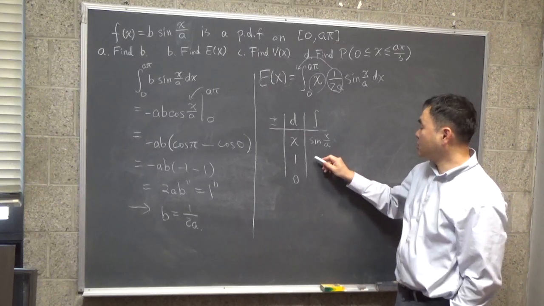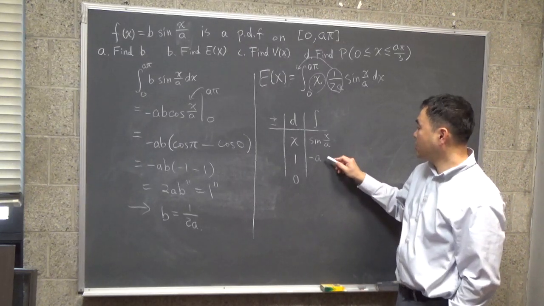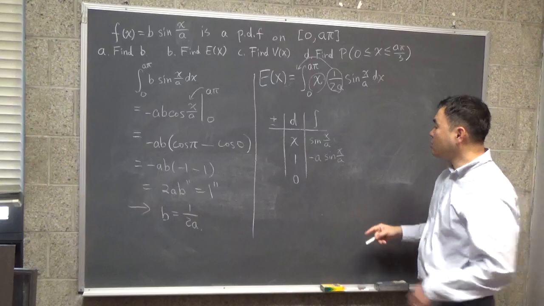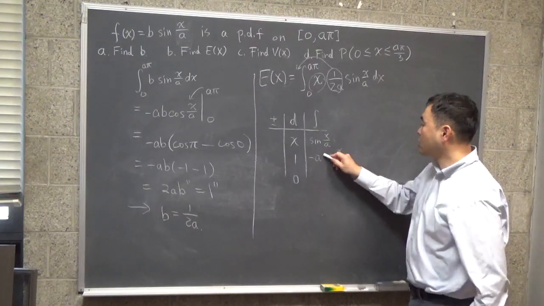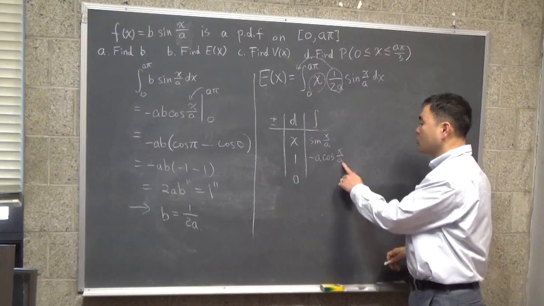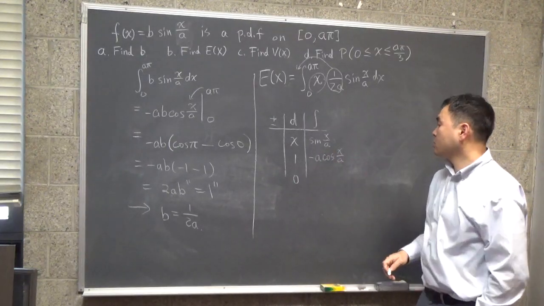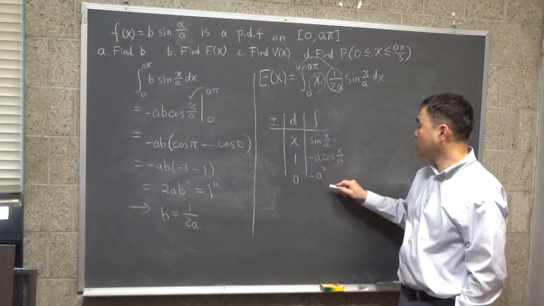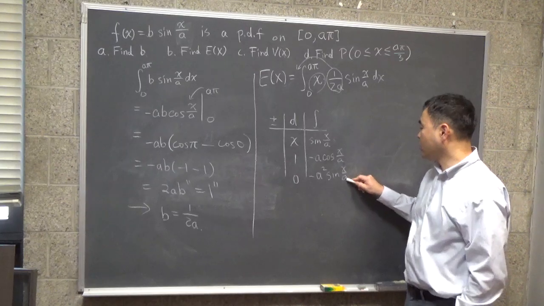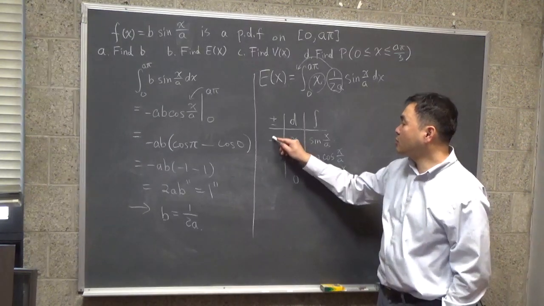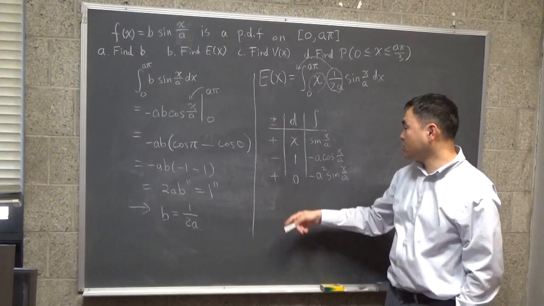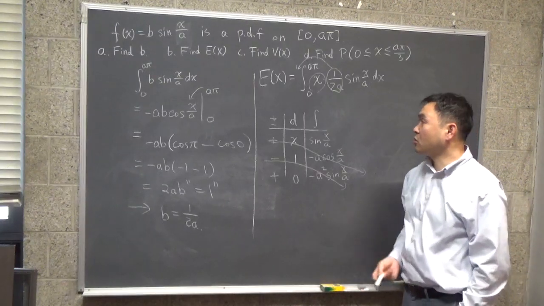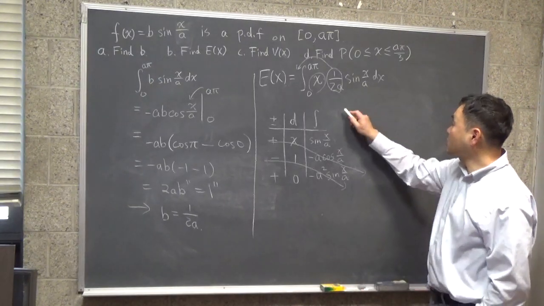If you integrate that, that gives you negative a cosine x over a. Anytime you integrate, the reciprocal of this number comes in front. So if you integrate again, it will be negative a squared sine x over a. Now you have plus, minus, plus. This column just alternates signs, and then you do this in order to get the result of the integration by parts.